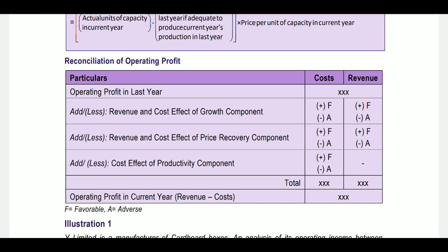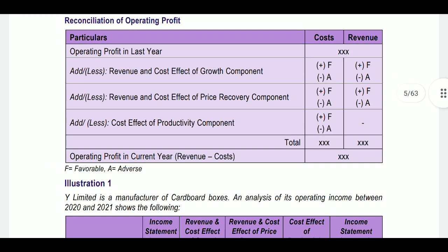Next, revenue and cost effect of price recovery components. If it is favorable, add. If it is adverse, deduct. And in cost effect of productivity components, where it is related to cost only, it will not affect the revenue. If it is favorable, it will be added. If it is adverse, deducted. Next, from that opening profit we get the current year's operating profit, revenue minus cost.